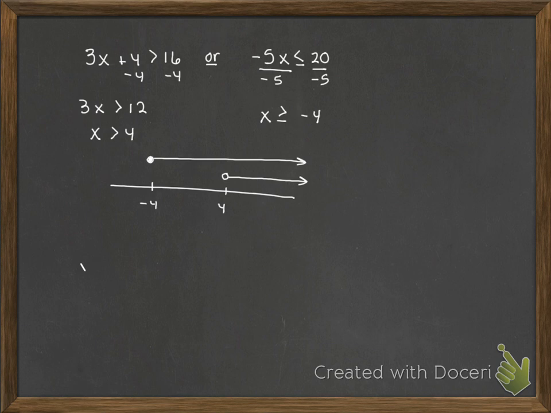So remember, because this is a disjunction, the answer that we're going to be seeking is the one that covers more of the number line, which is x is greater than or equal to negative 4. So this is exactly like the problem that we just did in example 2, except we had some inequality operations to perform, like subtracting the 4 and then dividing by the 3, and then on the other one dividing by the negative 5 and switching the sign.